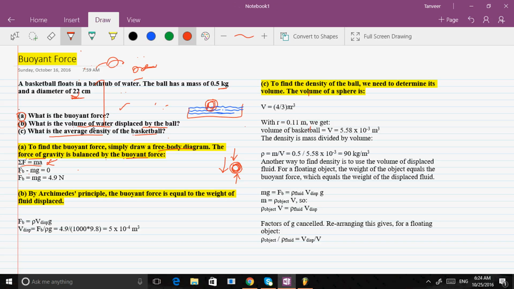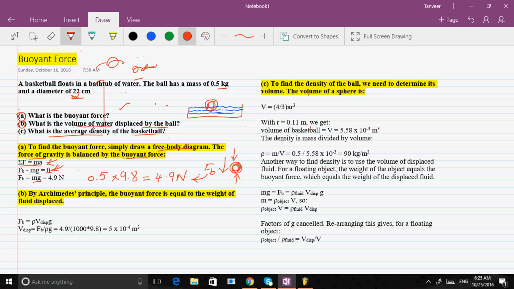And when we apply this equation, that equals a value of 0. When we insert the values into the formula, 0.5 kilogram mass times 9.8 as gravity, that equals 4.9 newtons. So in this case the buoyant force is 4.9 newtons.